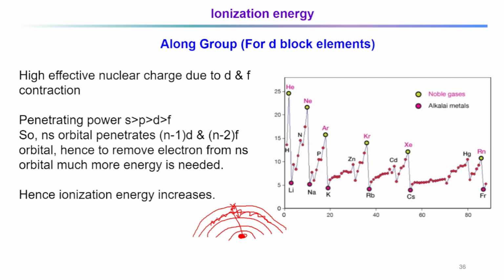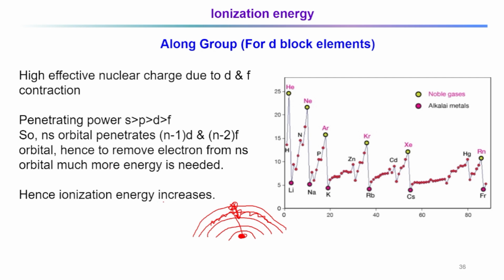Again, try to understand, when we have more number of d and f electrons, their shielding power is less, and that's why the nuclear attraction is more on these ns electrons. So these ns electrons will feel more attraction towards the nucleus, and that will go inside, penetrating the d and f electrons. Clear? So as the effective nuclear charge is increasing, as well as the penetrating power of s is much more, hence the ionization energy increases.